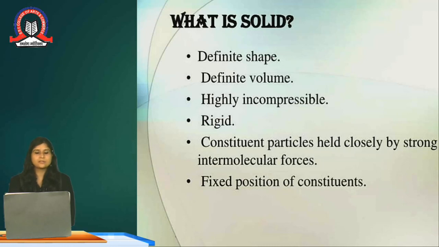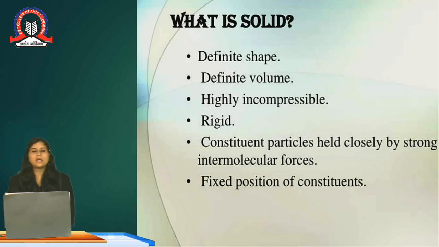First, definite shape. As we all know, all solids have a definite shape. We can see them with our eyes, and we can also touch them. They are hard. Second, definite volume. All solids have a perfect definite volume or mass. All are measurable. Then the third one is highly incompressible.